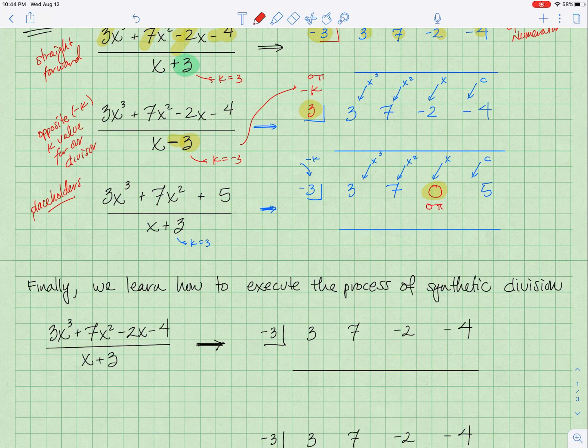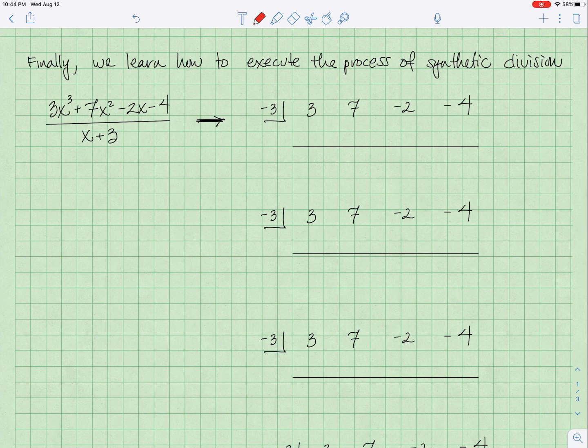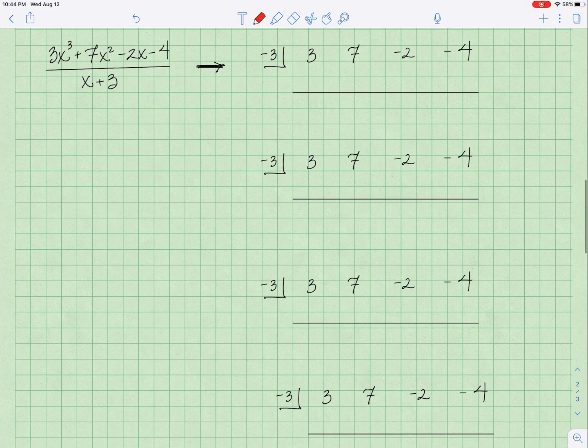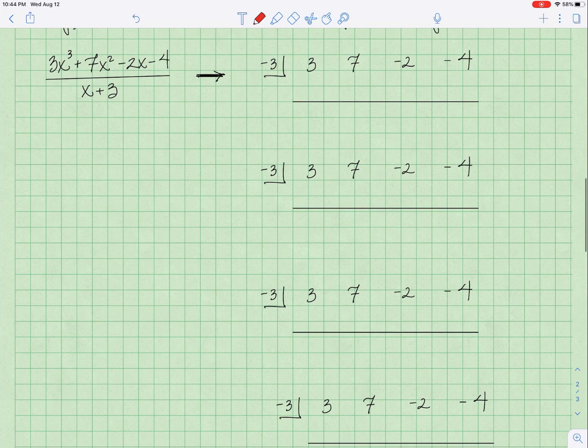Okay. Finally, we learn how to execute the process of synthetic division. Now, I have drawn this setup 4 times here, and we might have to go a little bit more than 4, but you're not going to have to draw this 4 or 5 times when you do the problem. I'm just doing this for illustrative purposes on the notes to show you step by step. So here's how this process goes. Step number 1.